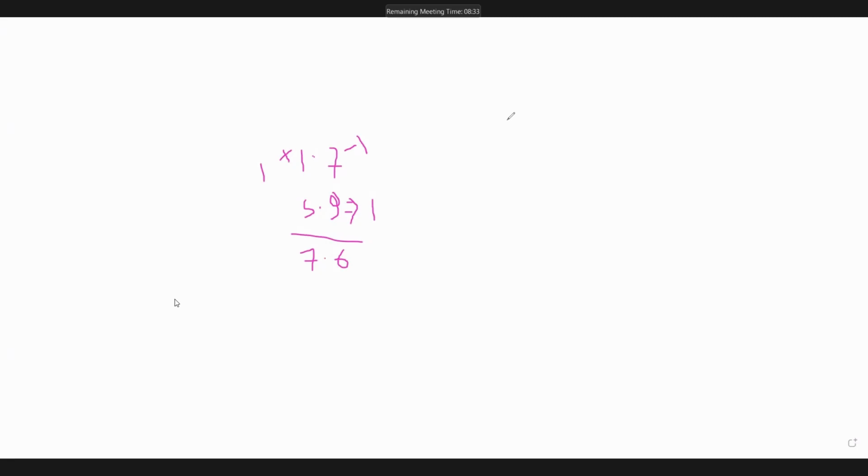Ma'am, can we take some 4 or 5 digit number for decimal? Yes, we do have sums for 4 and 5 digit. We'll solve that. Clean screen.